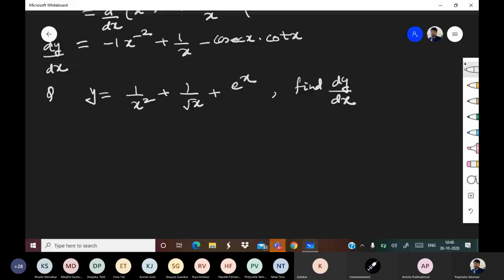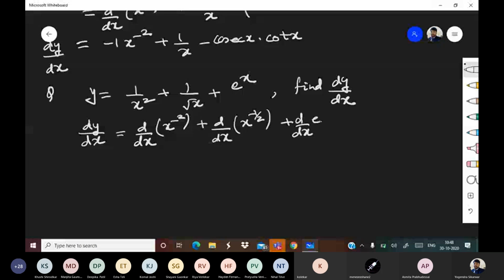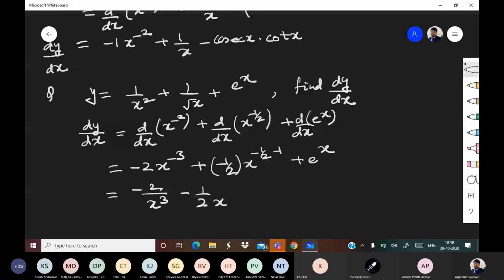So dy by dx will be d by dx of 1 upon x square, it can be written as x to the power minus 2, plus 1 upon root x, it can be written as d by dx of x to the power minus half, plus d by dx of e to the power x. So that will be minus 2 x to the power minus 3 plus minus half x to the power minus half minus 1 plus e to the power x. So that will be minus 2 upon x cube minus half upon x to the power 3 by 2 plus e to the power x, and that is dy by dx. Okay.